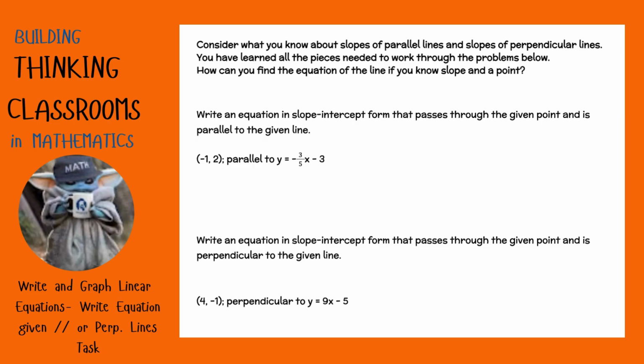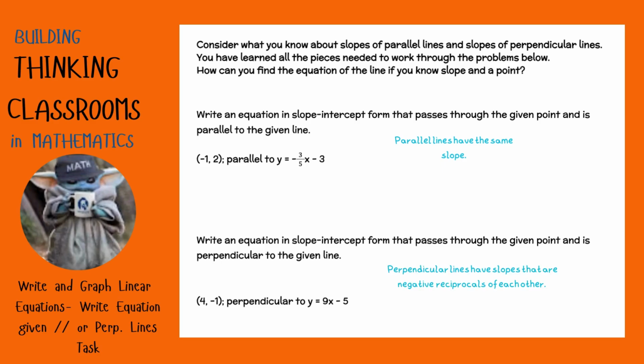They felt like they weren't quite sure where to start. So the first piece, we have write an equation in slope-intercept form that passes through the given point and is parallel to the given line. So you can see we're given a point and we're given the equation of the parallel line. What students should remember is that parallel lines have the same slope. And the next part is asking you to do the same thing, but this time you're given the equation for a perpendicular line. In regards to perpendicular lines, we want students to remember that the slopes are negative reciprocals of each other. So once we identify that first piece, students feel a little bit more confident to keep going.